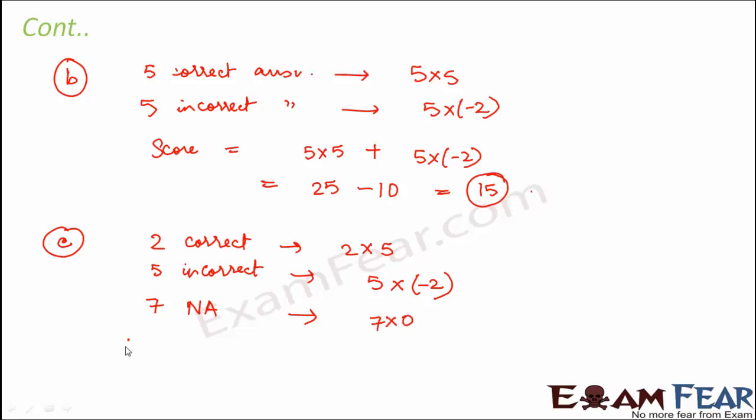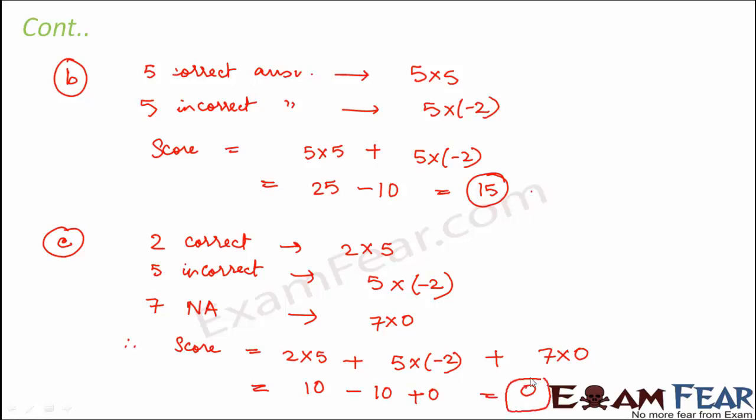7 into 0. Therefore, the total score would be 2 into 5, that is the correct answers, plus 5 into minus 2, that is incorrect answers, plus 7 into 0. So this would be equal to 10 minus 10 plus 0. So this is equal to 0. So the net score of Hina would be 0.